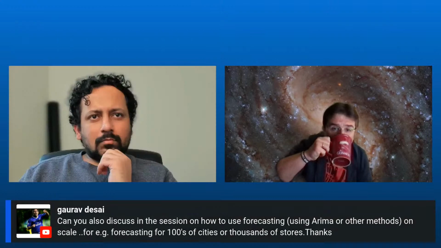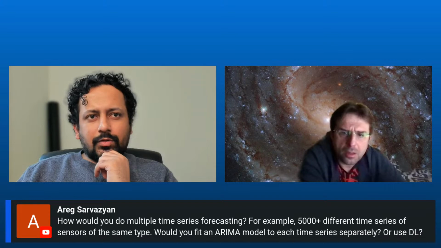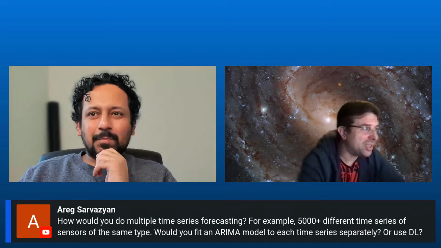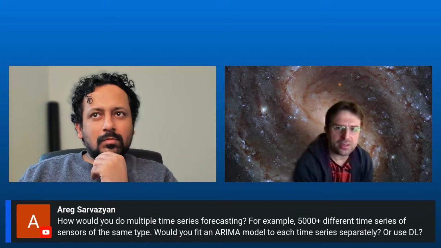Another question is, how would you do multiple time series forecasting? For example, 5,000 different time series of sensors of the same type. Fit an ARIMA model to each time series separately, or use deep learning? If I can get away with that in principle, why not? I mean, keep in mind, fitting the model once, that's the expensive part. Inference in ARIMA is dirt cheap. This is something you can literally do in a SQL query at execution time.